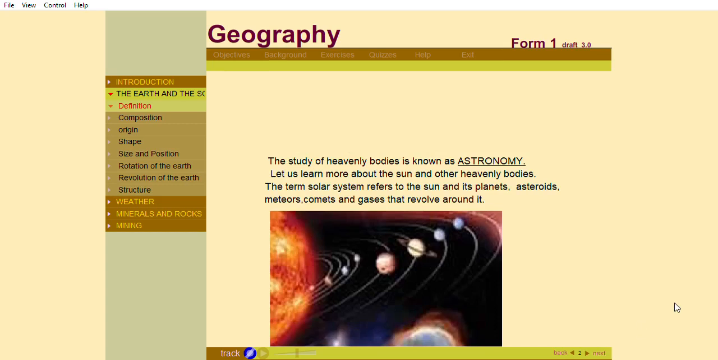The study of heavenly bodies is known as astronomy. Let us learn more about the sun and other heavenly bodies. The term solar system refers to the sun and its planets, asteroids, meteors, comets, and gases that revolve around it.